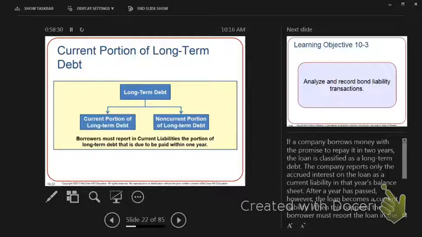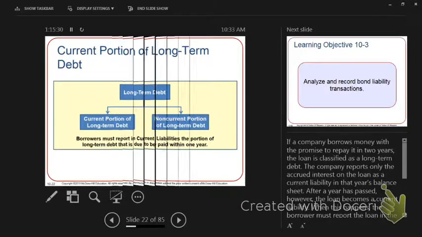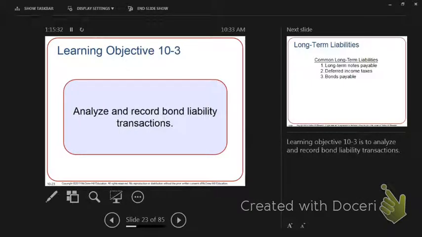So let's look at a problem. And go back to the slides. All right. So the next part of this, we'll not get through everything, but we'll at least get to talk about bonds.